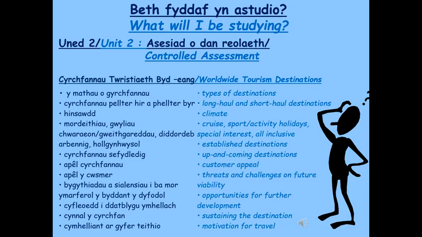In Unit 2, you will study worldwide tourism destinations. You learn about the types of destinations across the world, long-haul and short-haul destinations, different climates in different travel locations. We look at cruises, sports and activity holidays, special interest holidays and all-inclusive holidays, and the effect of them on local communities. We look at established destinations and up-and-coming destinations, and how different places appeal to different customers.